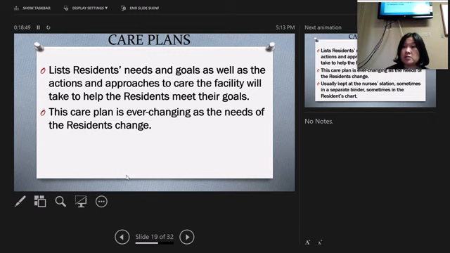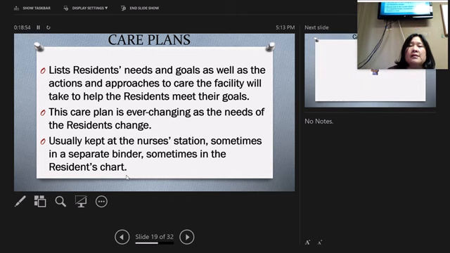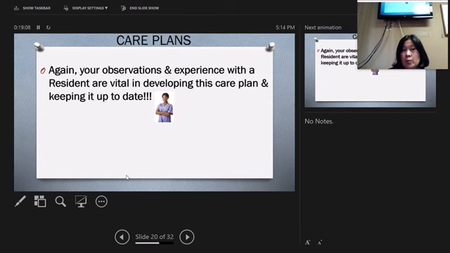Can they even get in the shower at all, or do they need a bed bath? This care plan is always changing. It's kept at the nurse's station in a separate binder. Sometimes it's in the resident's chart. We have parts of the care plan on the CNA activity sheet for the day. That's why it's protected health information, and you need to make sure you shred that. You don't take it home with you.